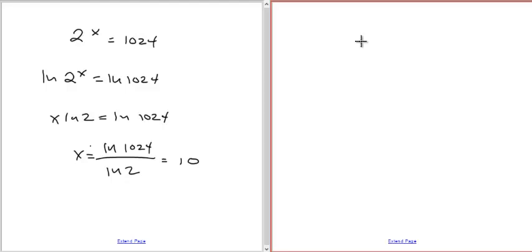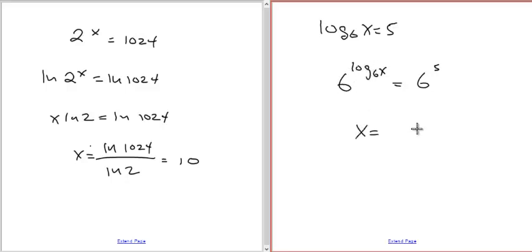Okay, now we finally have one of these logarithms where we have a logarithmic equation instead of an exponential equation. Here you do have to use the base that's in the logarithm. So we'll take 6 to the log base 6 of x and 6 to the 5th power. So the inverse properties of logarithms and exponents when the base is the same says that the left-hand side is just x. And 6 to the 5th power is 7,776.